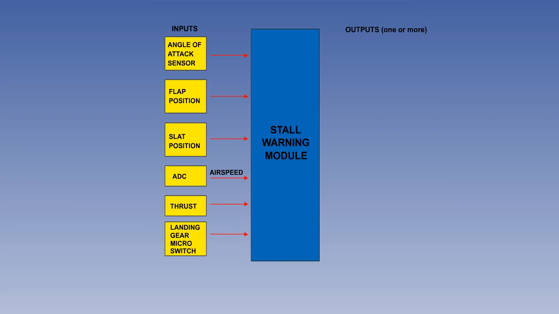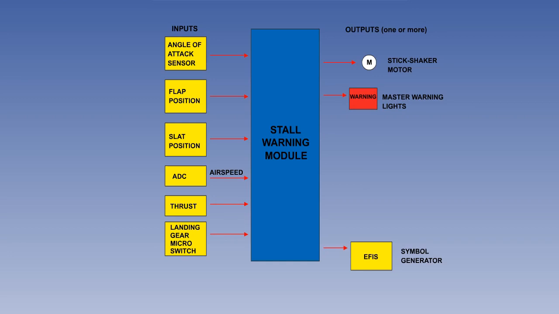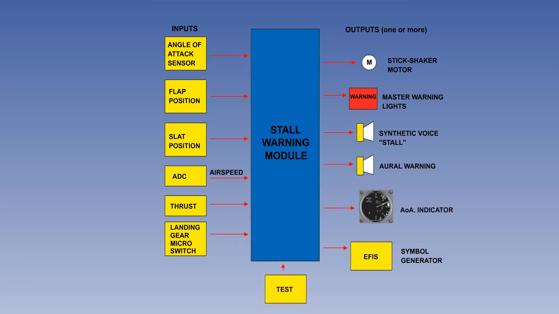First is the stick shaker motor, which is fitted to more traditional aeroplanes. Then we have visual warnings, which come as master warning lights, and written warnings on electronic screens, and audible warnings in the form of synthetic voices and oral warnings. We also have an output to the angle of attack indicator. There is also a test facility, which can only be used on the ground to test the system.